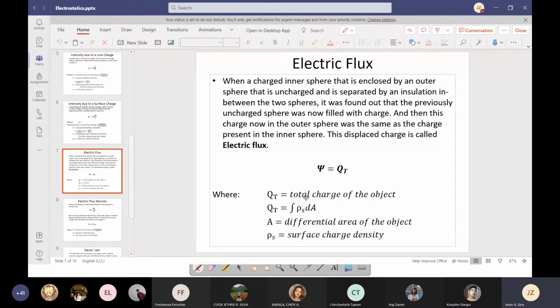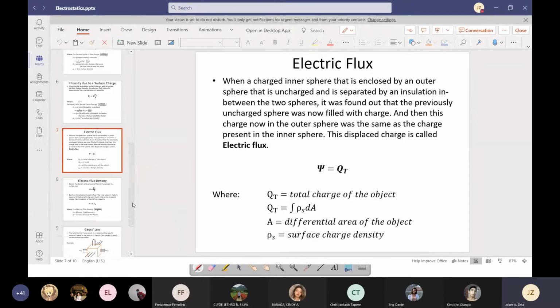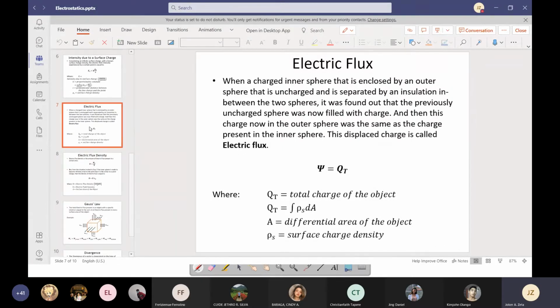Sir, mas maayog na example, sir. Okay, mag-example ta, inigabot na nato sa Gauss Law na. Okay, kaya ang kaning electric flux is basically an application for Gauss Law.